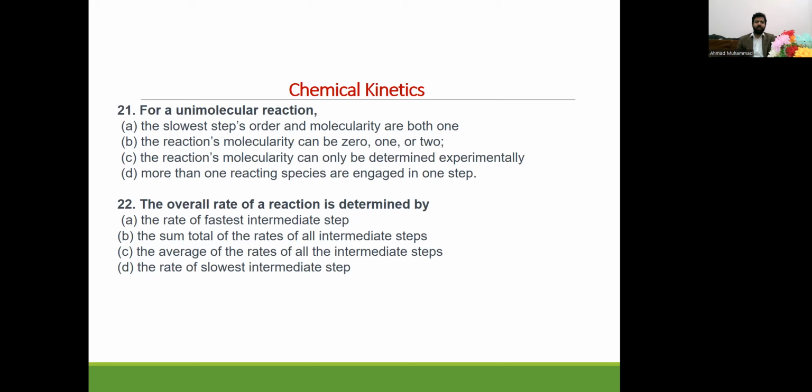Question number 21, for a unimolecular reaction: the slowest step order and molecularity are both 1. The reaction molecularity can be 0, 1, or 2. Third option is that the reaction molecularity can only be determined experimentally. Fourth option is more than one reactant species are gained in one step.